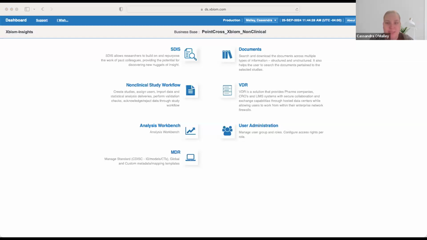Okay, we should be able to see the Xbiome system now. And I'm going to open the SDIS, which is the Study Data Integration System. And this serves as our repository.